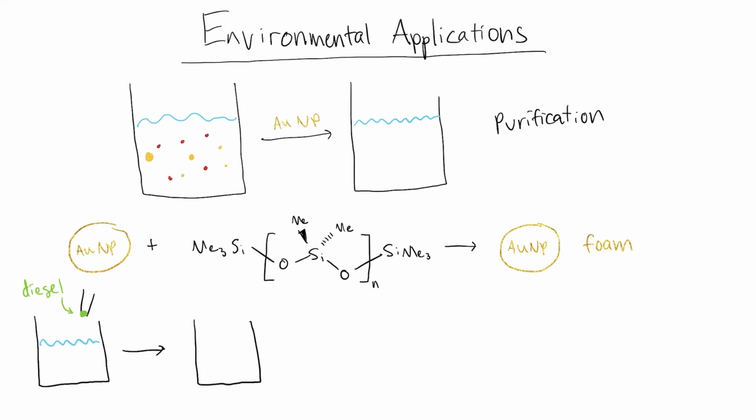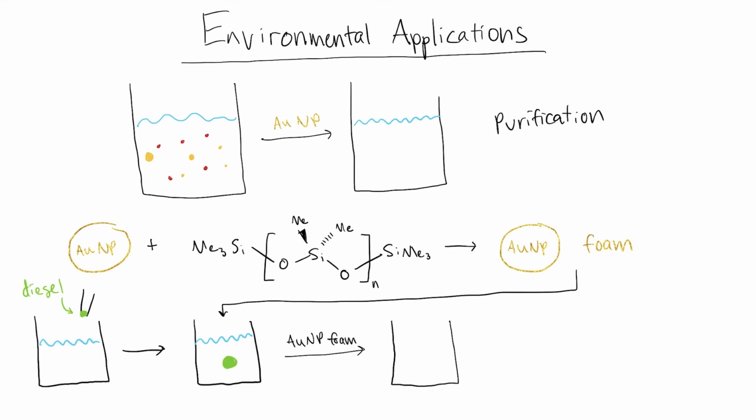To observe this ability in action, researchers first filled a petri dish with water. Then, some diesel is added to the water and the gold nanoparticle foam is prepared. When the foam is placed into the dish, gold nanoparticles in the foam coordinate around the diesel, allowing the foam to absorb the diesel. Once it has fully absorbed the diesel, the nanoparticle foam is then able to be filtered out of the water, completing the purification process.